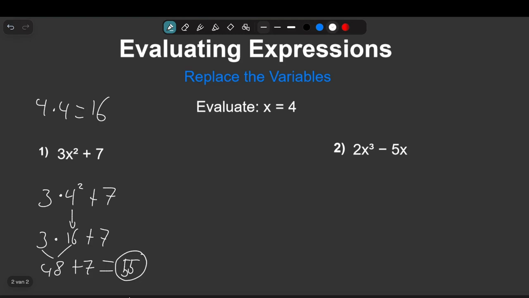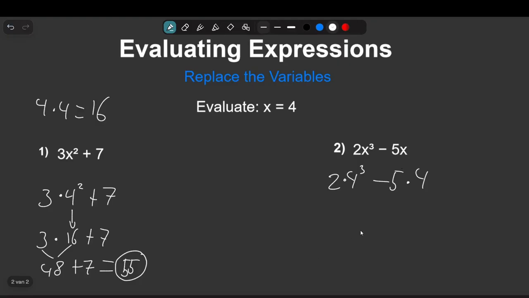And now we're going to go to our second example. So, for our second example, we have 2x to the power of 3 minus 5x. As you can see, in this problem, we have two variables. We have 2x and 5x. So, we have to plug in this value of 4 two times. So, this is what we're going to do. We're going to do 2 times 4 to the power of 3 minus 5 times 4. And again, we're multiplying by 4 because the variable is right next to the number.